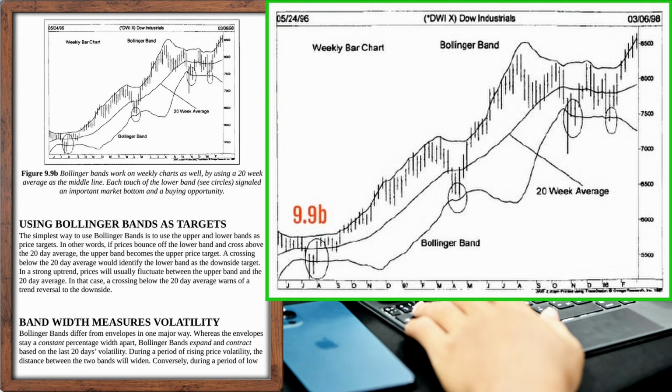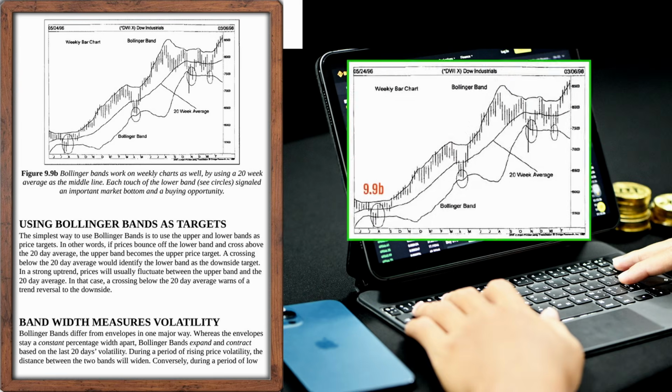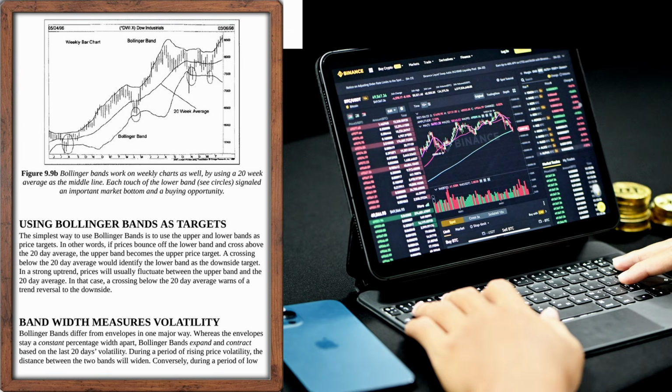Using Bollinger Bands as targets. The simplest way to use Bollinger Bands is to use the upper and lower bands as price targets. In other words, if prices bounce off the lower band and cross above the 20-day average, the upper band becomes the upper price target. A crossing below the 20-day average would identify the lower band as the downside target. In a strong uptrend, prices will usually fluctuate between the upper band and the 20-day average. In that case, a crossing below the 20-day average warns of a trend reversal to the downside.